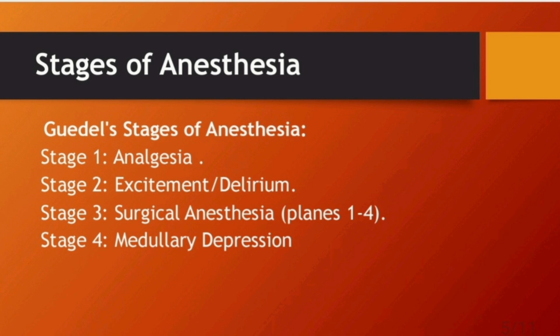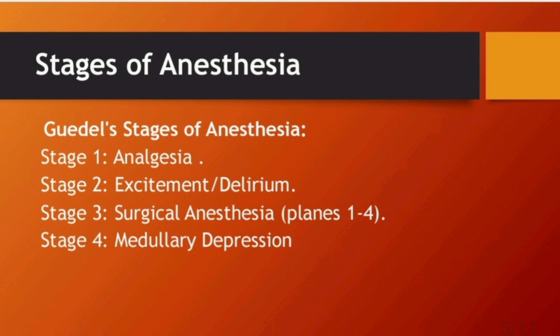Then the second stage is excitement or delirium. At this stage, the patient may experience uncontrolled movements, fast heartbeat and irregular breathing. At this stage, the patient may vomit, which could make them choke or stop breathing.